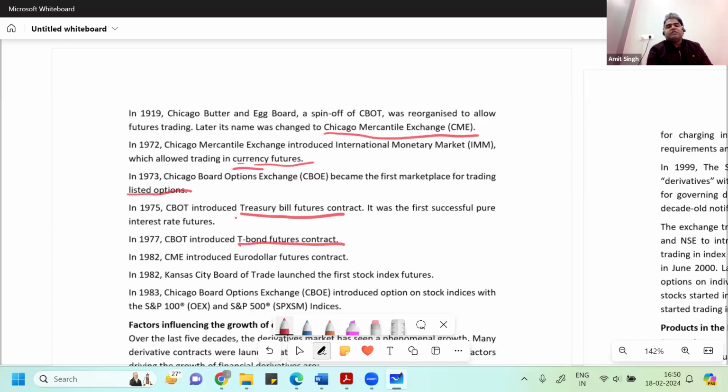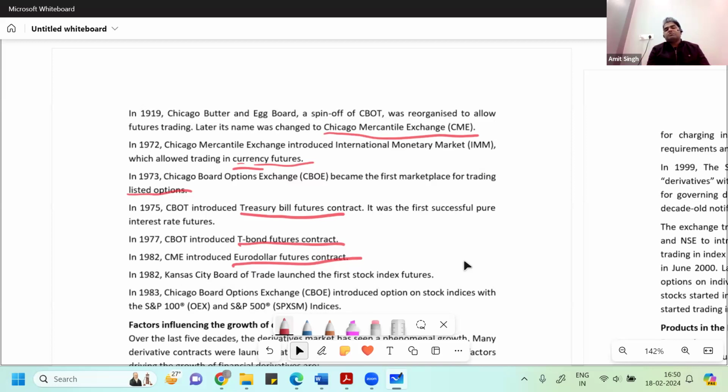Then they introduced even the Eurodollar future contract. Eurodollar future contracts are dollar-denominated debt instruments which are issued outside the US. So outside the US, if you issue any debt instrument, credit derivative, where the payment will be done in dollars, then it was called a Eurodollar instrument. So they introduced something called the Eurodollar future contract. Okay. Then in 1982, the Kansas City Board of Trade launched the first stock index future. Okay. So you can remember.